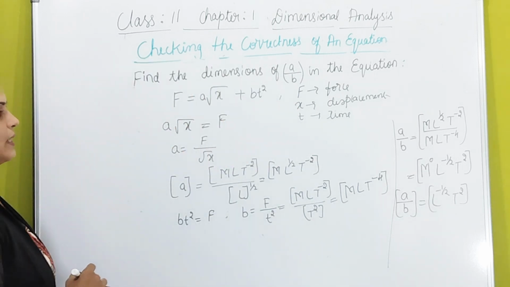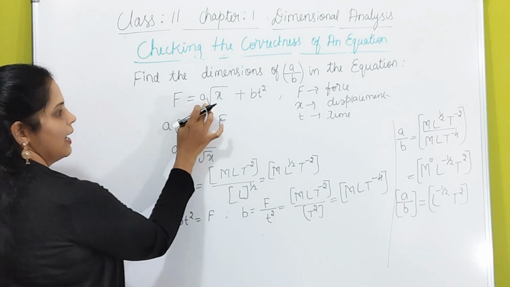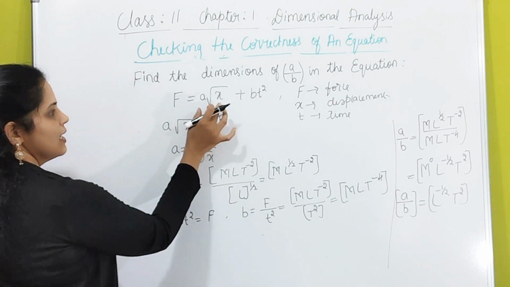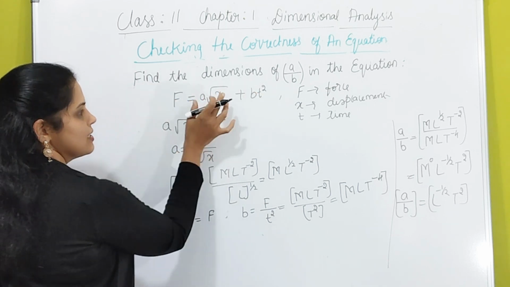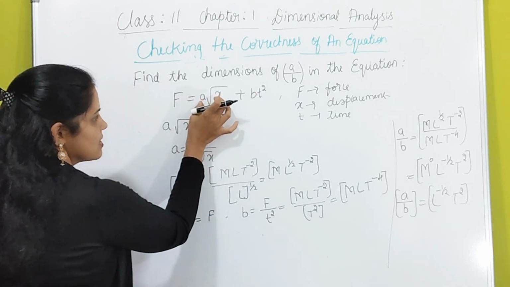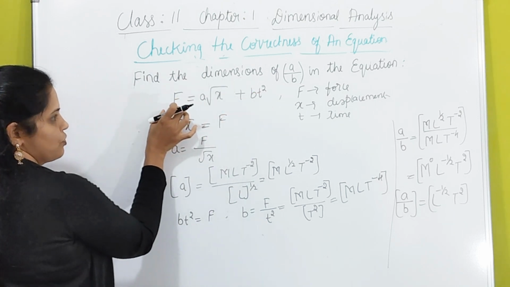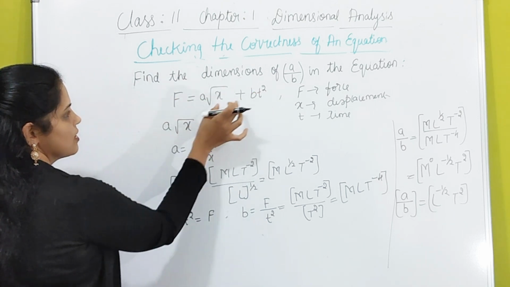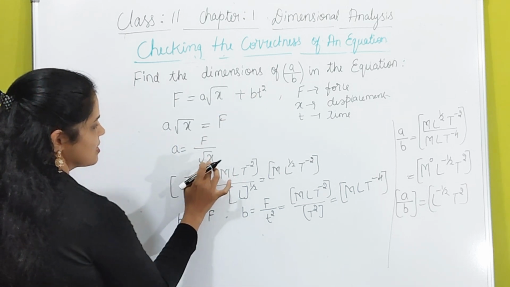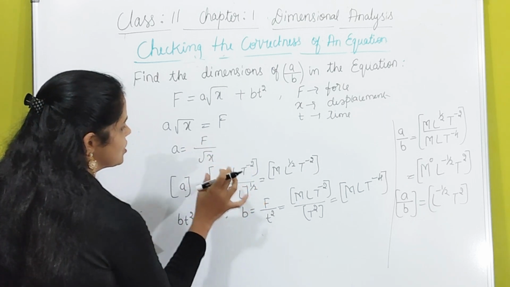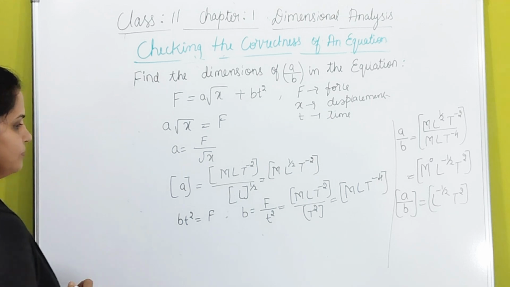Is it clear, students? Please go through it properly. Each term should be equal to F, because F is a root x plus b t square, means this term and this term are added to get force. We can add only the same physical quantities. That means this is also force, this is also force. So two forces are added to get one force. Therefore, equate this to force, and we can write like this: F by root x. Substitute the dimensional formula of each term to get the dimensional formula of unknown terms.